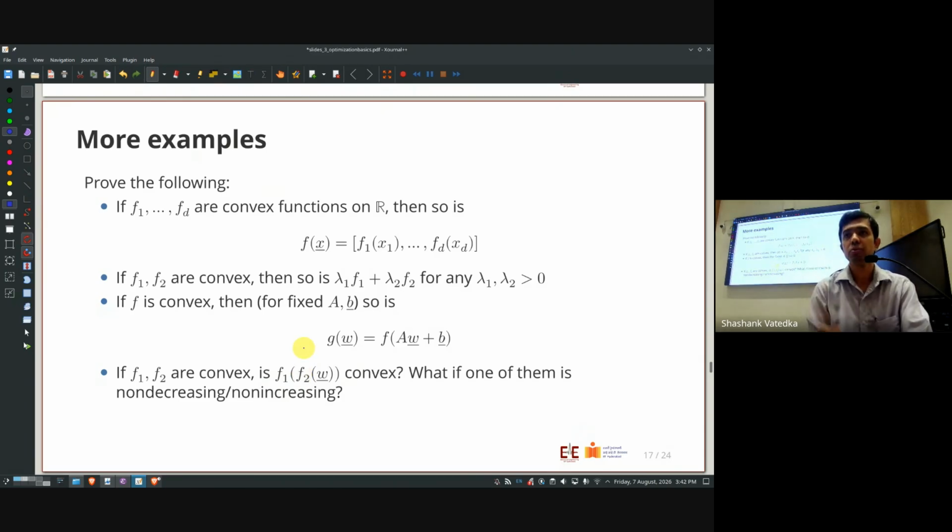And I want you to derive that exact relationship. So under what conditions on f1 and f2 is this composition also guaranteed to be convex? Assuming that, of course, f1 and f2 are both convex. But nothing else. You have no other information about f1 and f2 except that both of them are convex. And maybe one of them is non-decreasing or non-increasing. Which of these can you use to say that f1 of f2 is also convex?